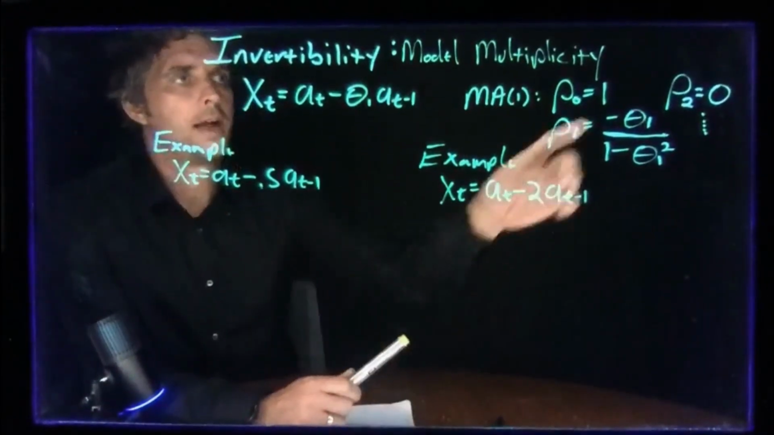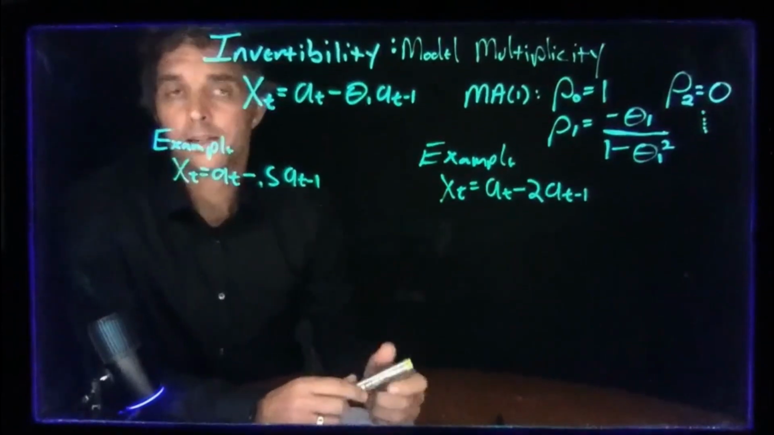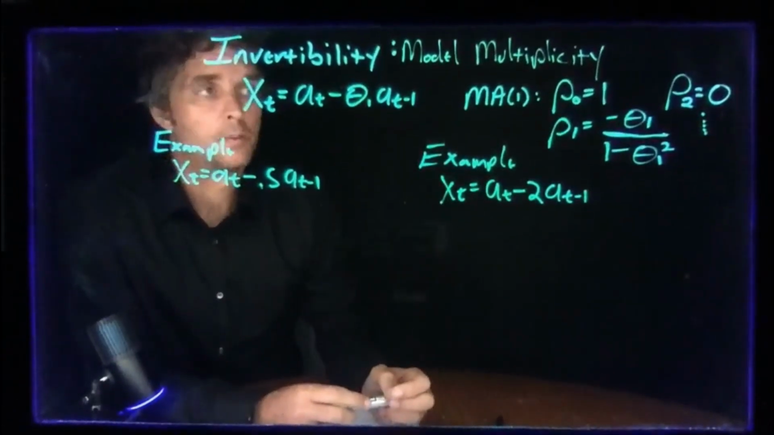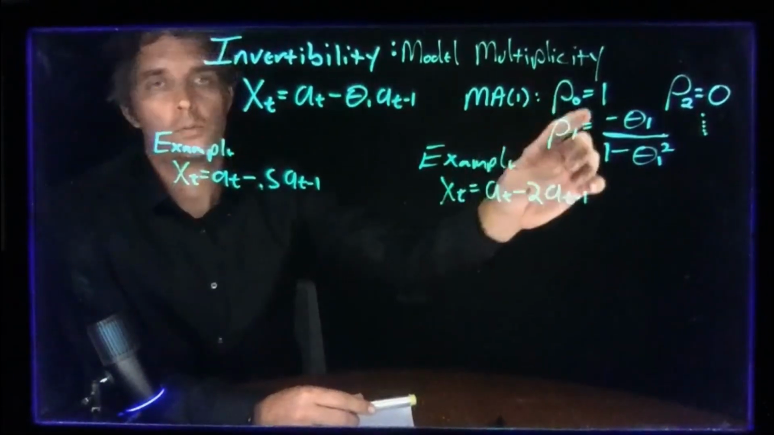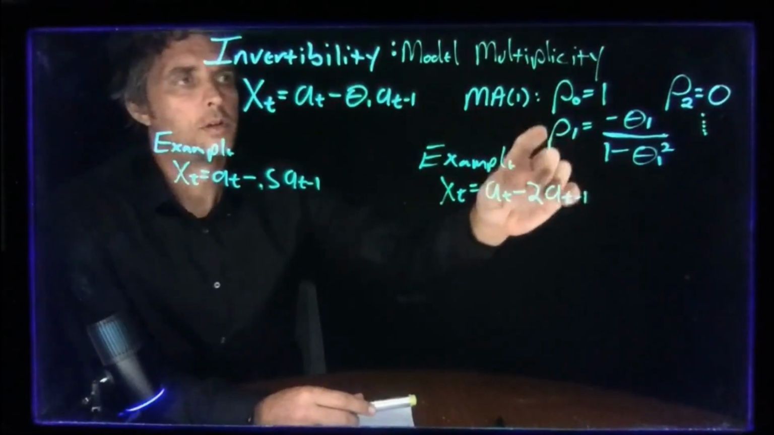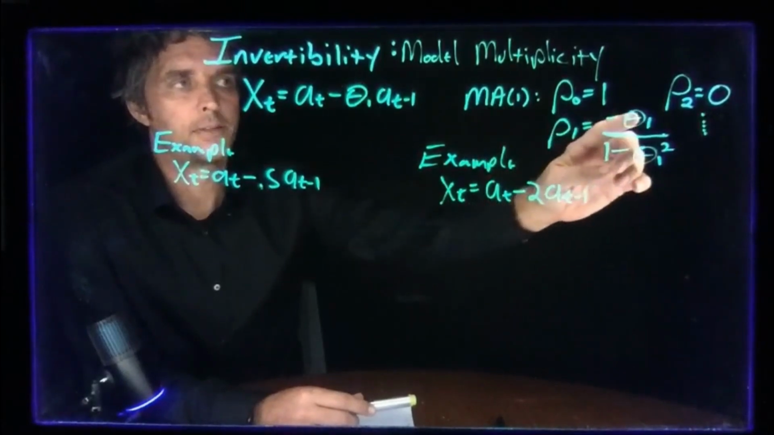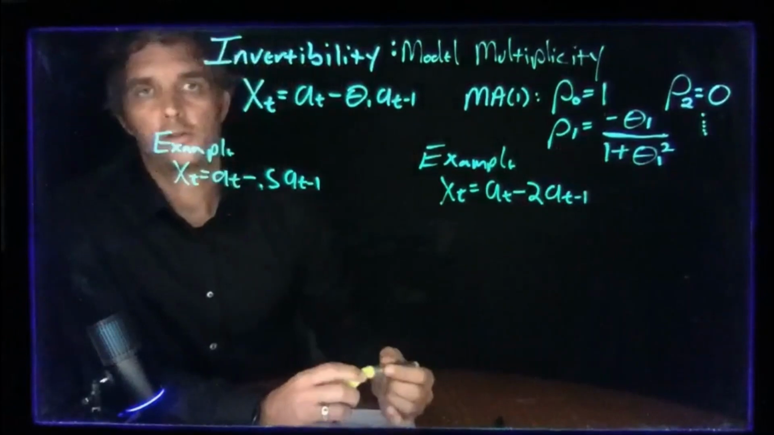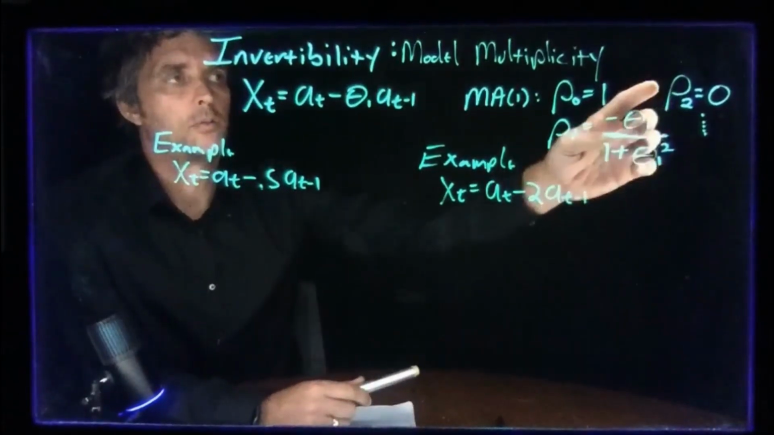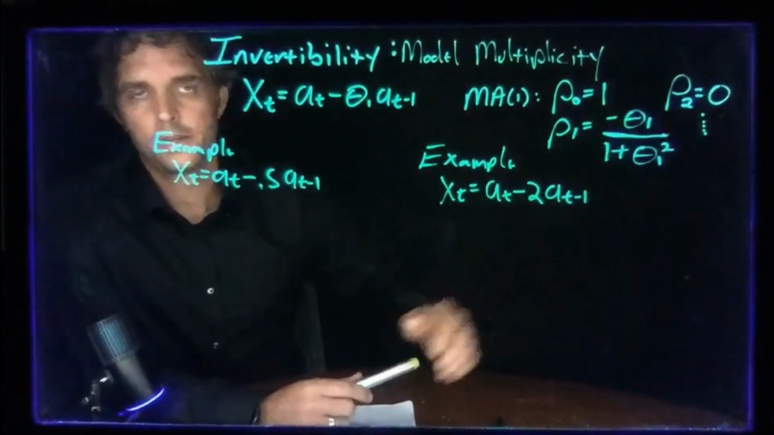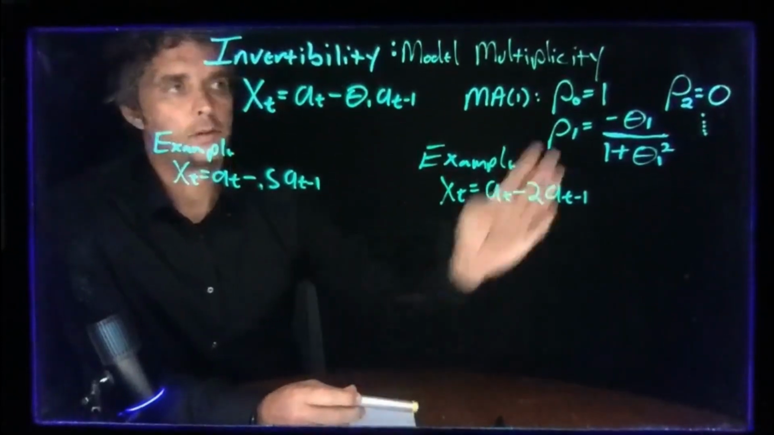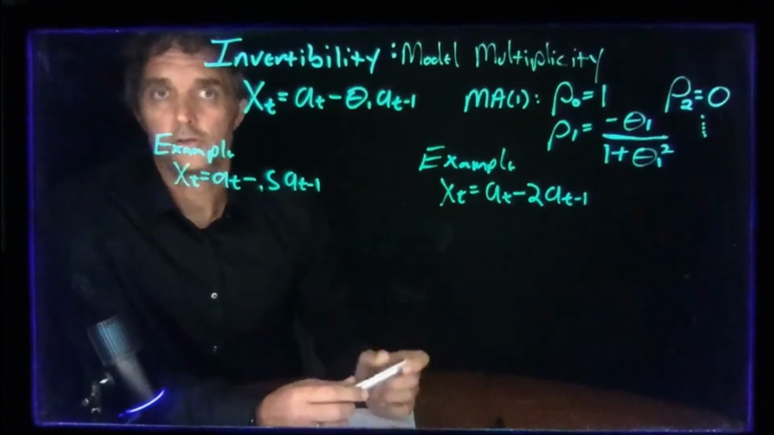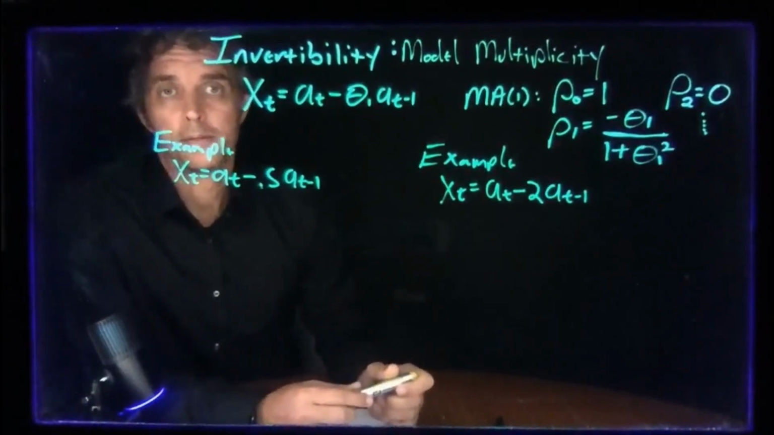Because it's simple to work with an MA1, this is the correlation structure of an MA1, where we know that rho naught is always equal to 1. We know that rho 1 for an MA1 is negative theta 1 divided by 1 plus theta 1 squared. And rho 2, rho 3, rho 4 to rho infinity would all be equal to 0, which is a unique, very interesting property of an MA model.